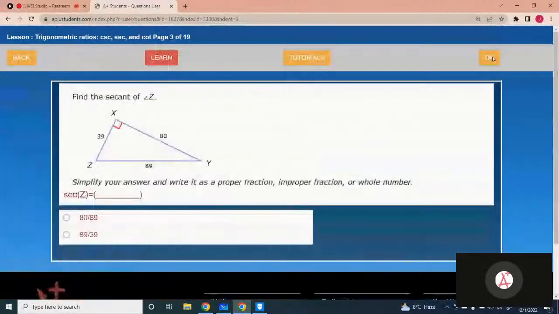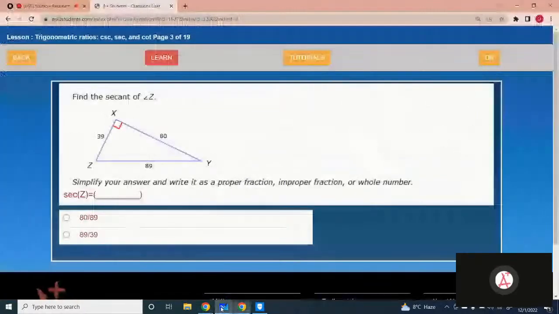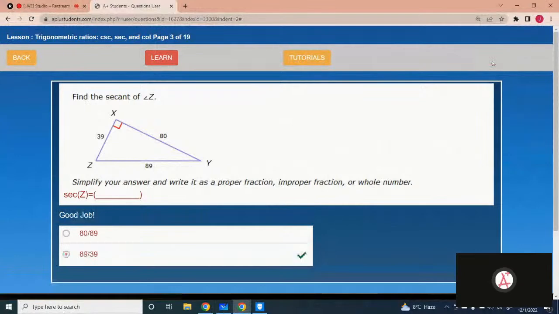Okay, the next one is we have to find the secant of angle Z. Secant of angle Z is hypotenuse divided by adjacent. The hypotenuse is 89, and the adjacent according to angle Z is the one that is connected to angle Z, so it would be 39. So it would be 89 over 39. Got it?